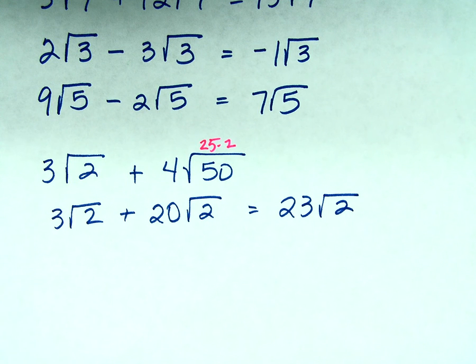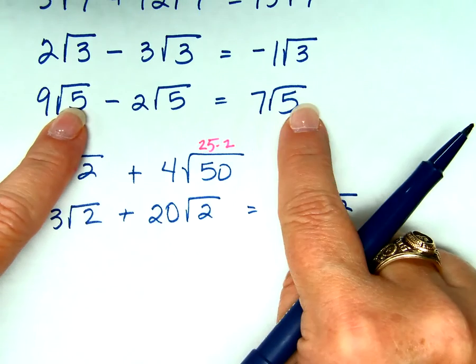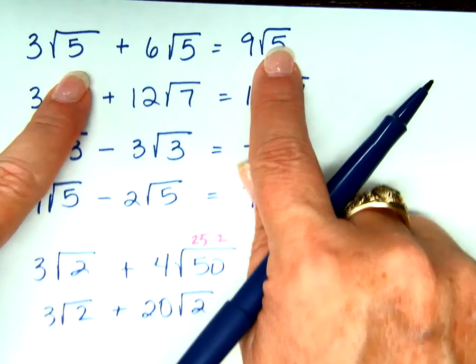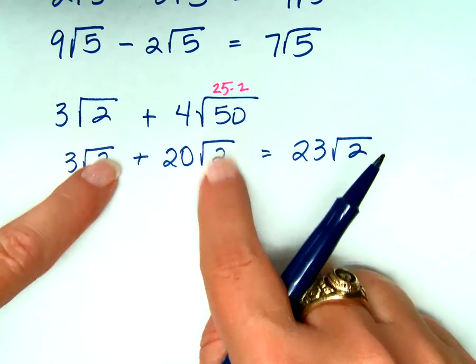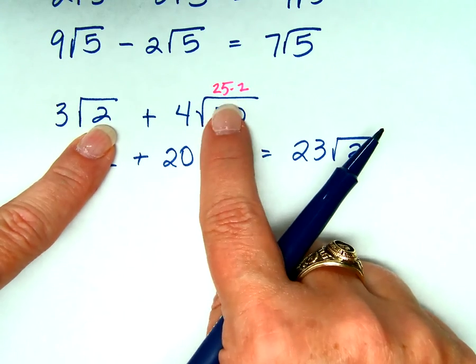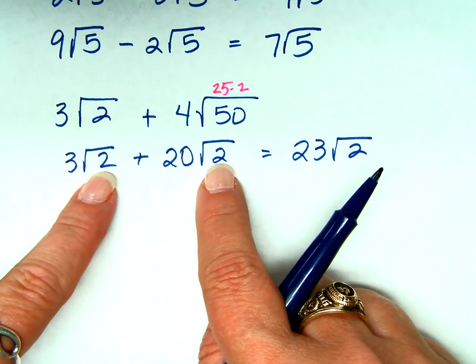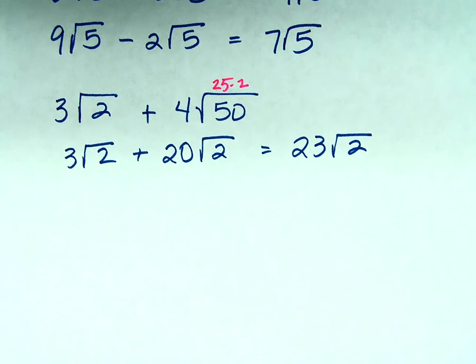So the radical is not a variable, but it acts like a variable in that when I add them, the radical stays exactly what it was before, right? And I can't add radicals that are not alike, but I can simplify them to make them the same, and then I can add them, right?